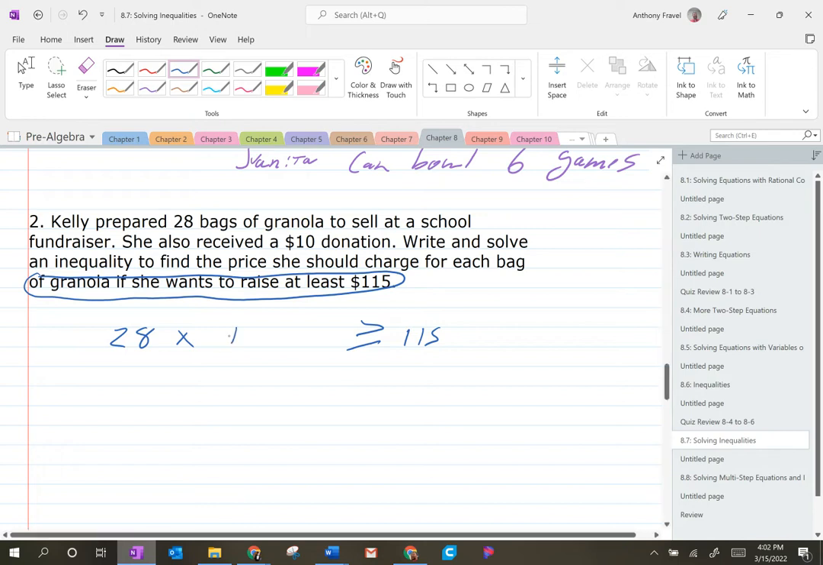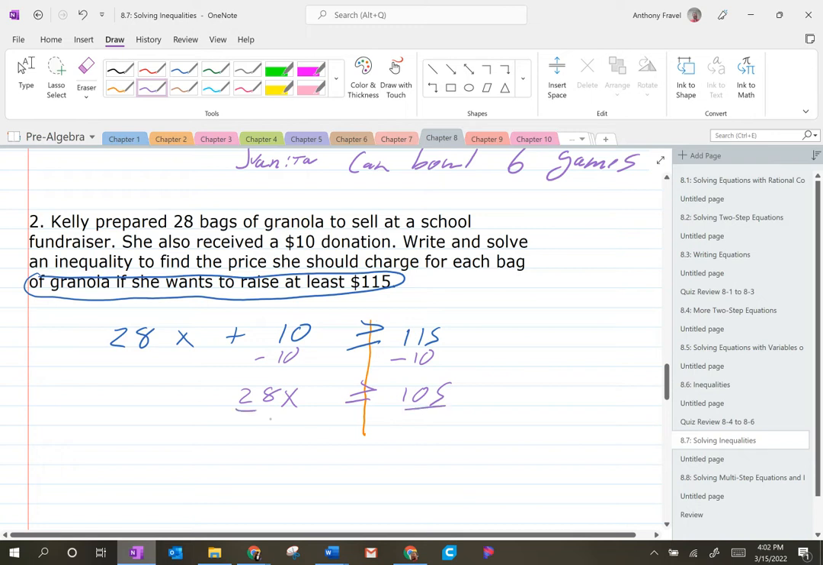And then it also said she received a $10 donation. So she received 10 extra dollars. At this point, I've set up my equation. Now I can go through and work to solve it. I'm still going to draw that line straight down, and now I'm going to start working backwards. This says plus 10, so I'm going to minus 10 from both sides. That gives me 28x greater than or equal to 105.